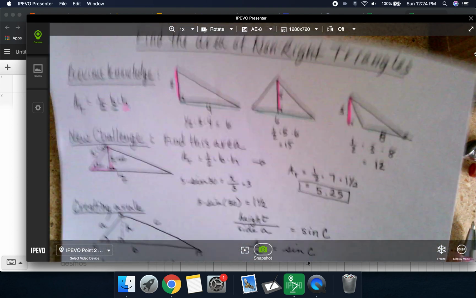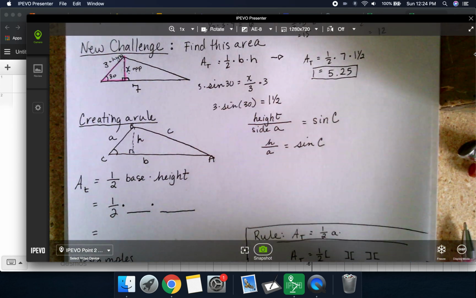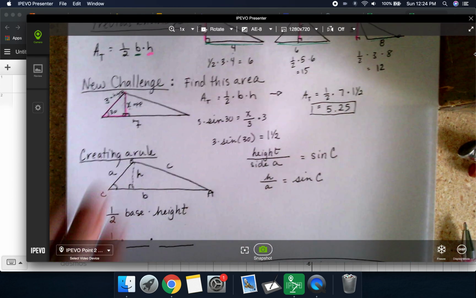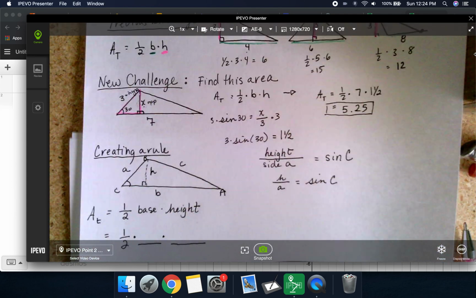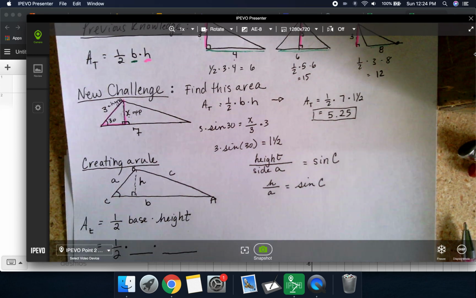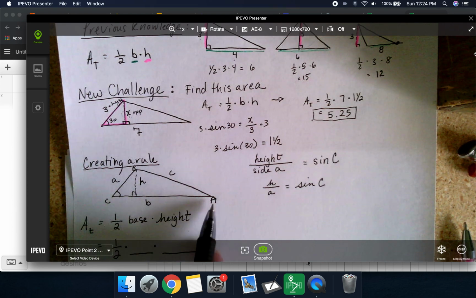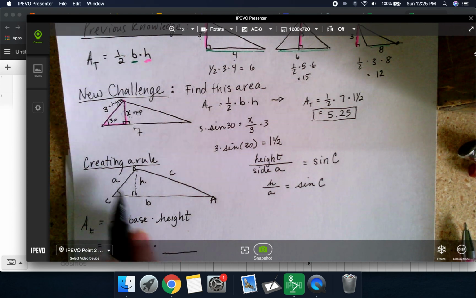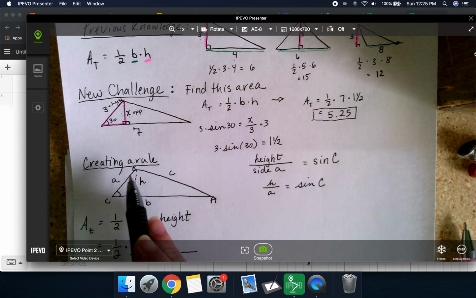So the question then becomes, can we create a rule thinking about this process, right? Can we think about the process we did here? Can we make a rule using this idea? So we're going to say that this triangle right here, I'm going to call triangle ABC, and little a is always across from big A, little c is always across from big C, and little b is always across from big B.